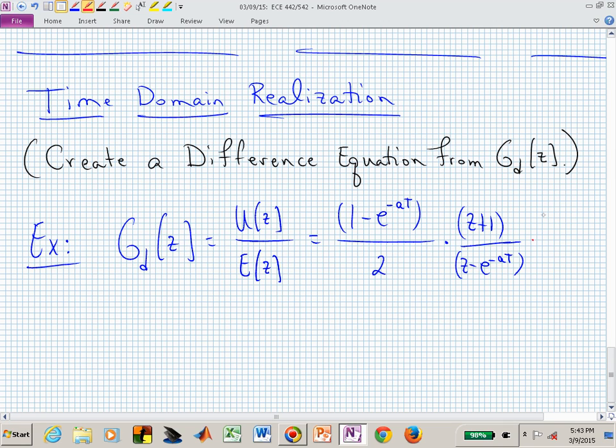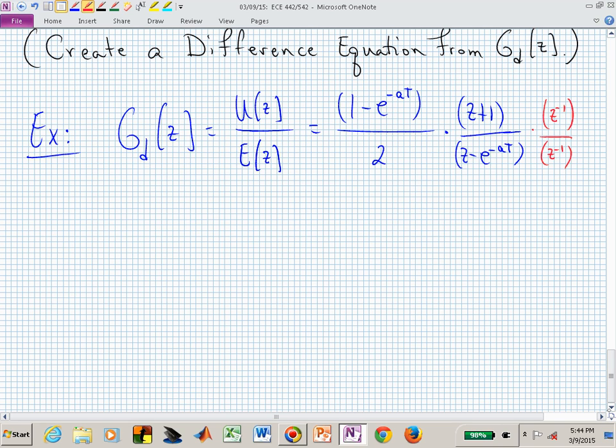we could scale this by 1 and then produce a ratio of polynomials in terms of z to the minus 1, which will be nice when we go into the time domain. Those will correspond to delays of some amount, which in this case will be delays of nothing and delays of 1.